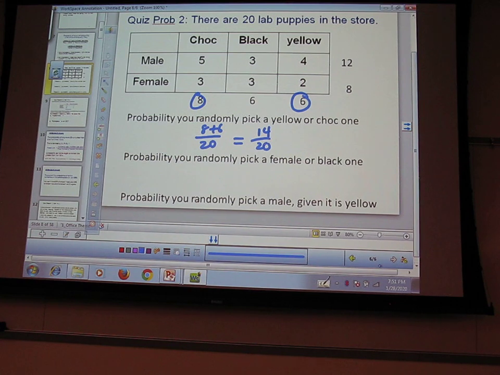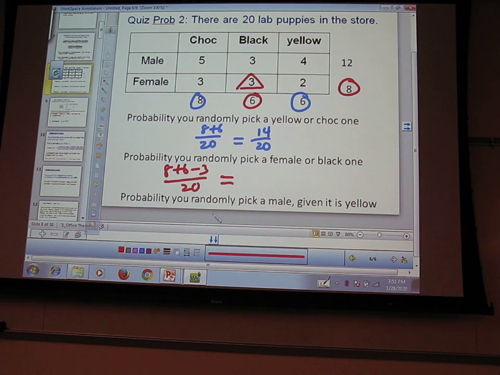The probability you randomly pick a female or a black puppy. So black lab, female lab, is there overlap? Can you be both? Yes, so they're not mutually exclusive, which means you have to subtract off the overlap. So this is 8 plus 6 minus 3 over 20.